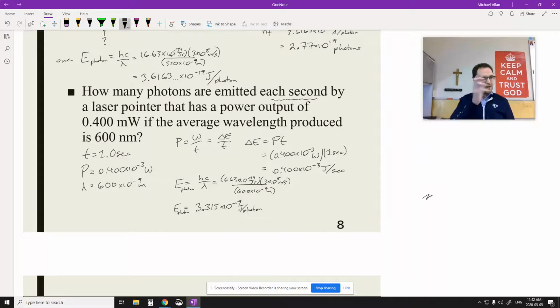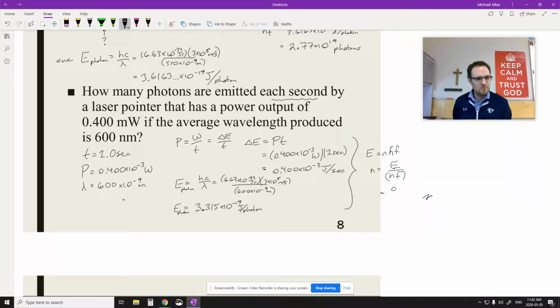So I want to find out the n again, just like the one previously. I'm going to take that formula, E is equal to nhf, and rearrange it for n, which would be E divided by hf. This hf is technically the hc over lambda. I'm just leaving it as hf because it's easier to write.